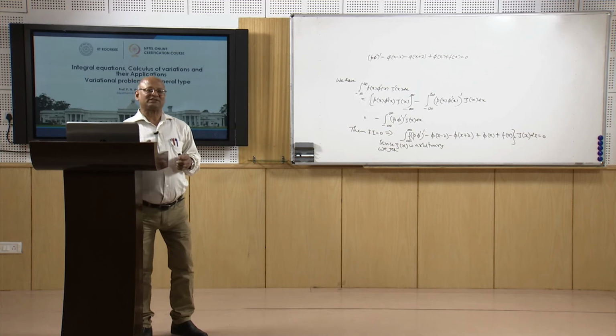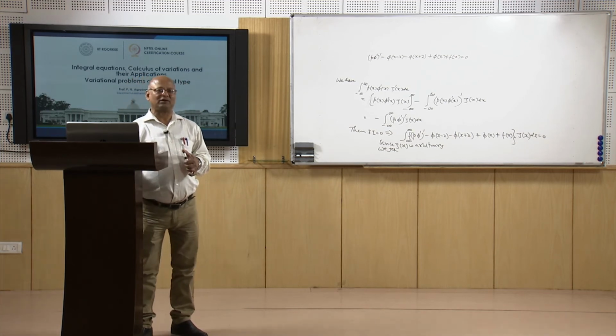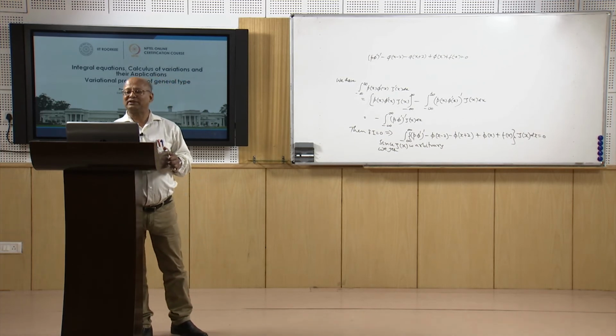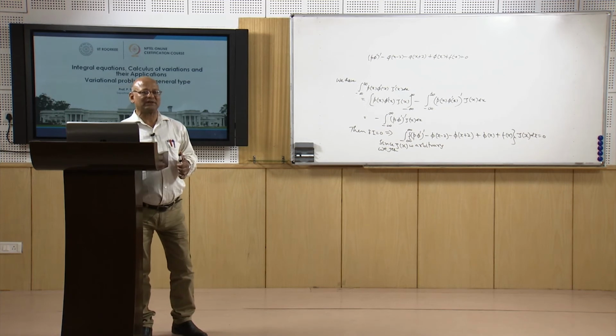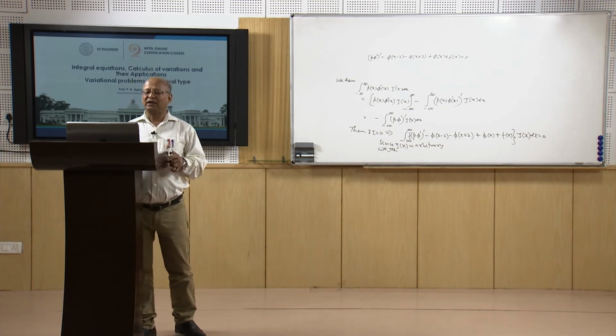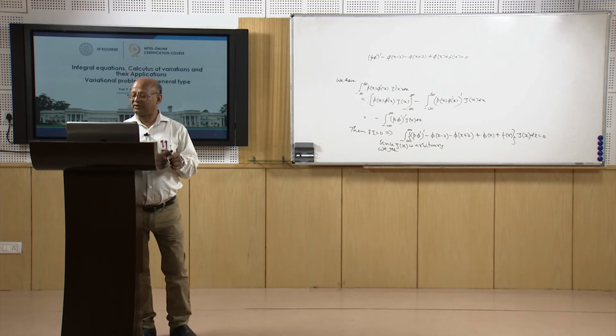So such variational problems are often encountered in practice. In the first case we have seen that we get the Euler equation as the Fredholm integral equation of the second kind, and in the second case we get a differential difference equation for the unknown function phi(x).